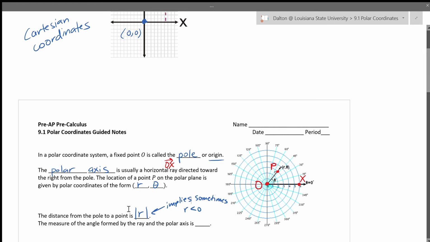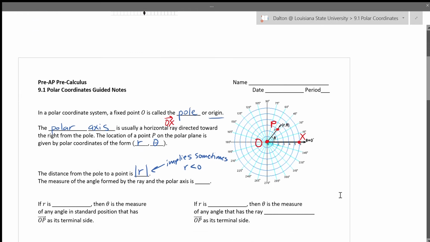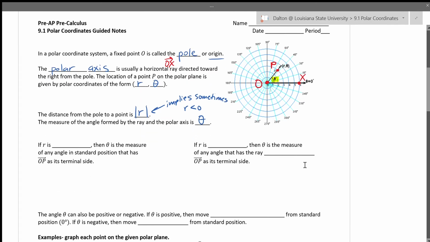So I don't really want you to think that that's necessarily radius, and we'll explain what that means in a little bit. And then, of course, the measure of the angle formed is where theta comes into play, and that does hold the same meaning as theta that we've been talking about in the other chapters, the opening of the angle between the x-axis, or in this case the polar axis, and the terminal side.